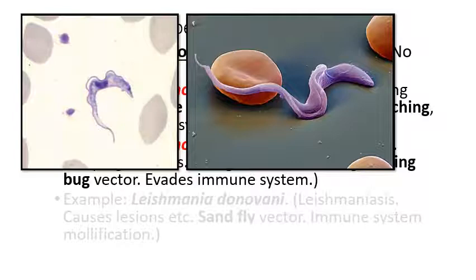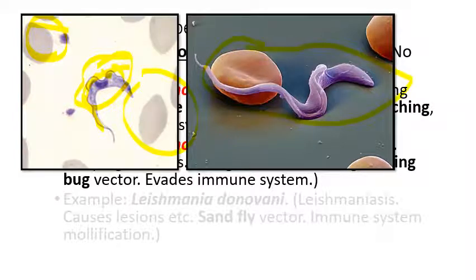On the left, we have a bright field microscope image where you can clearly see that this has a single nucleus, and it has kind of an internal flagellum that it uses to swim. These other things are red blood cells, by the way. And then over here on the right, we have a false color SEM image of trypanosomes and white blood cells again.